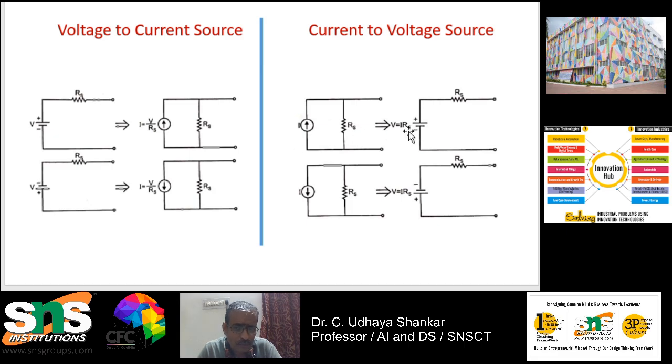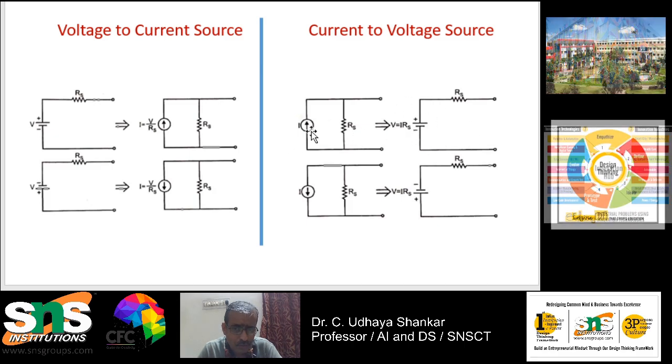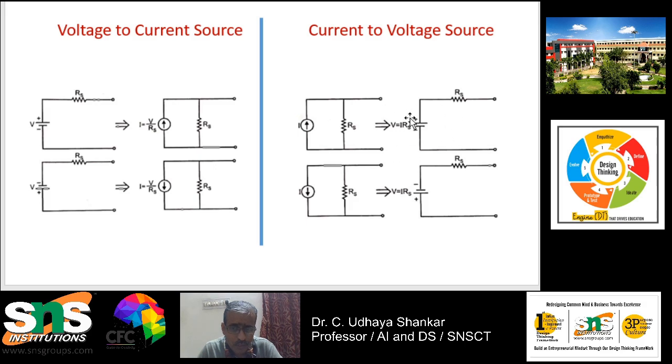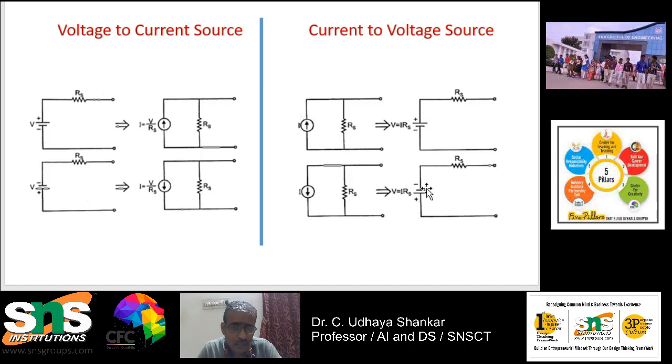So I into R is nothing but V. So this is the voltage source. Since the arrow mark is facing upward, it's a positive voltage source. And here in this case, you can see that the current is in downward direction. So you can see that the voltage is negative. The upper plate is negative, the lower plate is positive. So it is negative voltage.